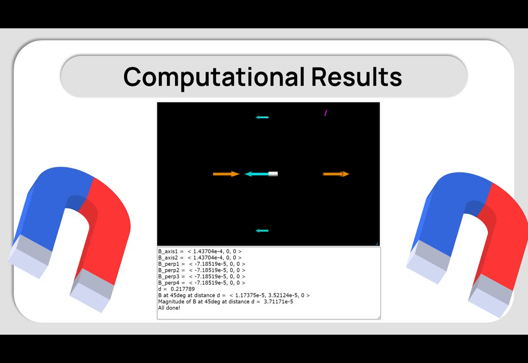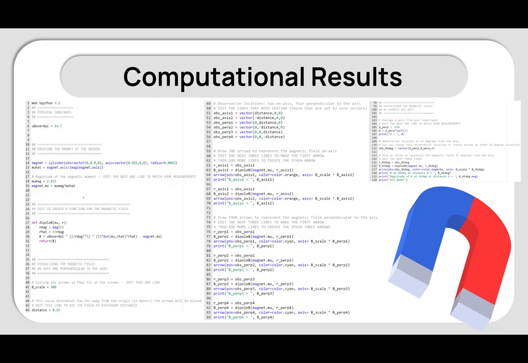Here are the computational results. As you can see, the arrows for both on-axis and perpendicular, as well as the magnitude of the magnetic field at 45 degrees, is 3.71 times 10 to the negative 5, which was stated earlier. Here's the GlowScript code for that model. The arrows had to be adjusted a little bit. Their scalars were increased a little bit so that you could see them. The perpendicular and the parallel arrows were all created, and the magnitude as well as just the magnetic field were all printed out.